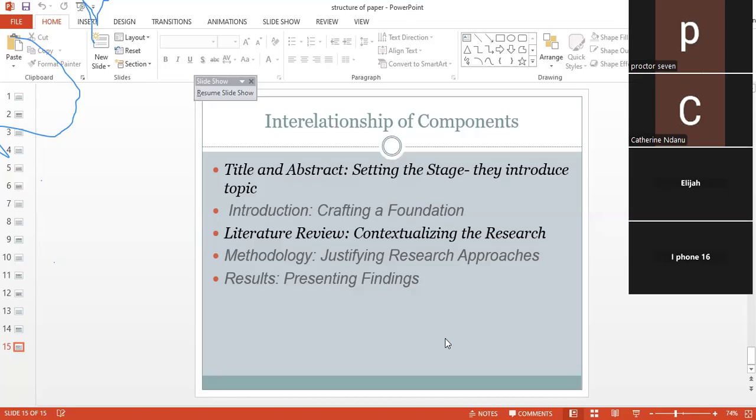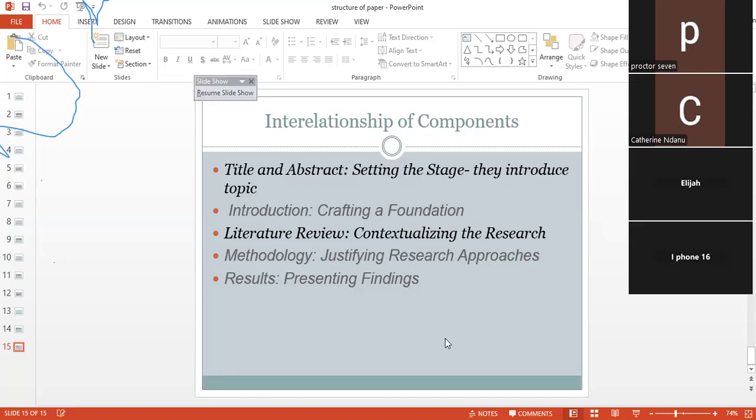And then the methodology tells us the approaches you are going to use to get the results. So that means methodology and results are connected, and methodology is also about the topic. There is no way a method should be juxtaposed. A method should not oppose what the topic is about. The method should be connected to the topic.